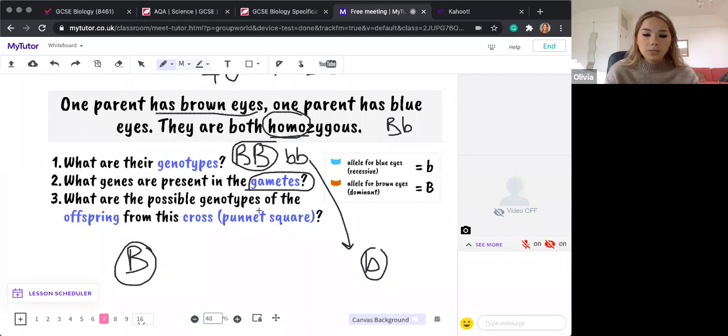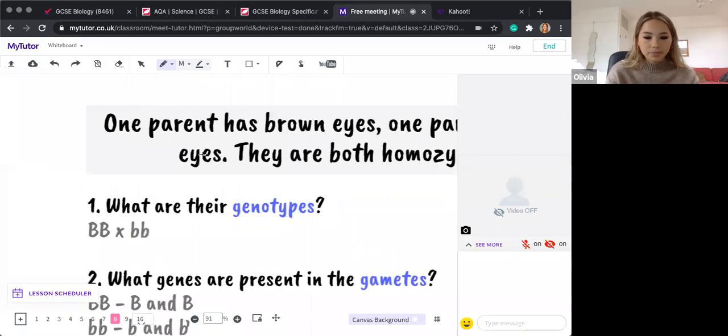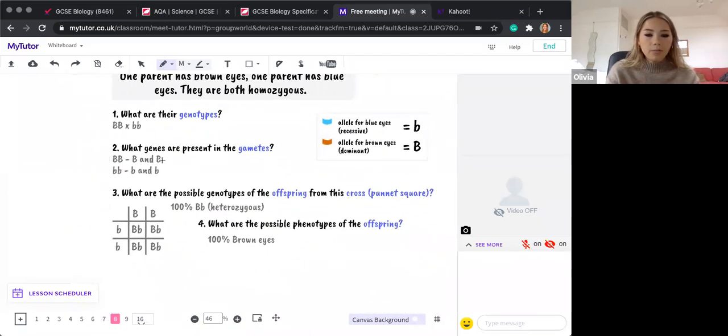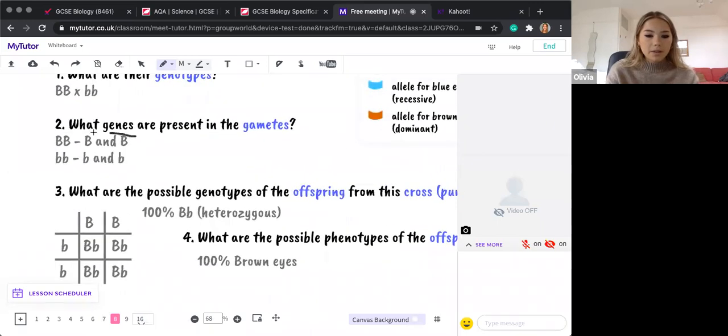So what are the possible genotypes of the offspring from this cross? This is where we look at how we perform a genetic cross, which is called a Punnett square. We work out what the gametes can be. This one can only be big B, and this one can only be little b.